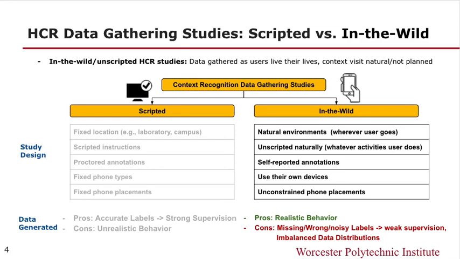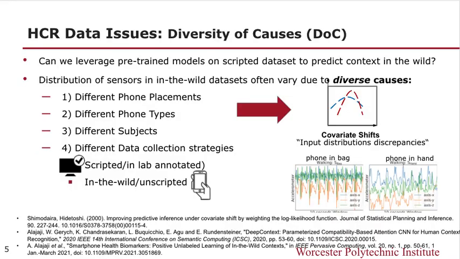In our work, we conducted a coincident data study combining both types of datasets, where the same contexts were collected. So we are researching methods to improve the ability to reuse models pre-trained on the scripted dataset and make predictions for data collected in the wild.